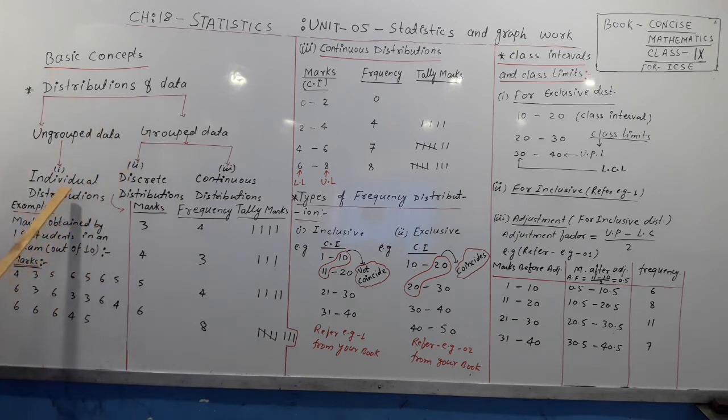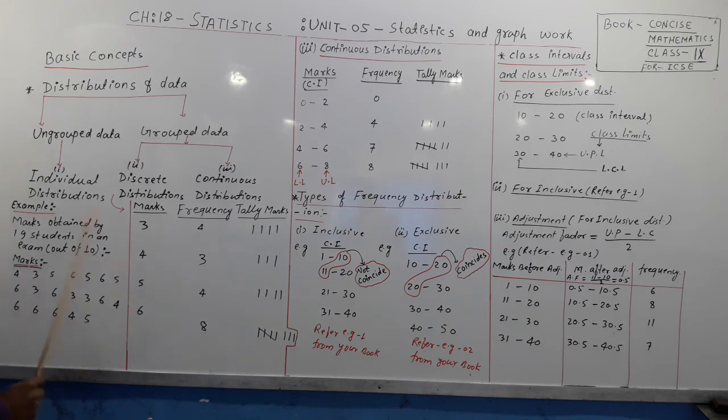First, let me take one example about individual distributions. I am asking your marks individually, one by one. Suppose you have obtained marks in mathematics out of 10, of 19 students. If I ask what is your marks, what is your marks, you are giving your own data individually. That's why this distribution is named individual distribution. Marks for 19 students are 4 out of 10, 3 out of 10, 5 out of 10, 6 out of 10. Similarly, I collect all 19 students' data.